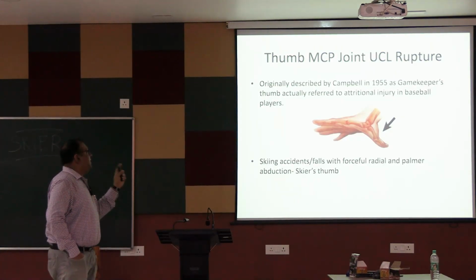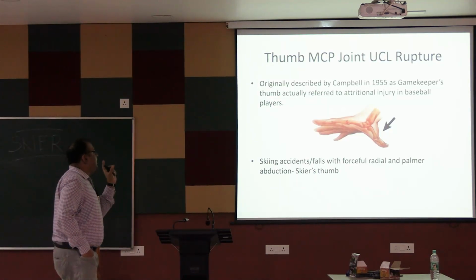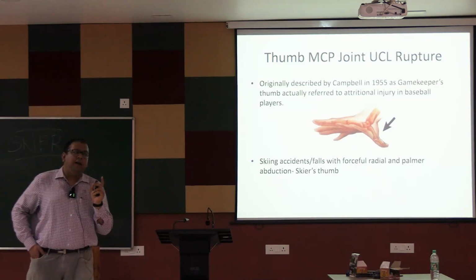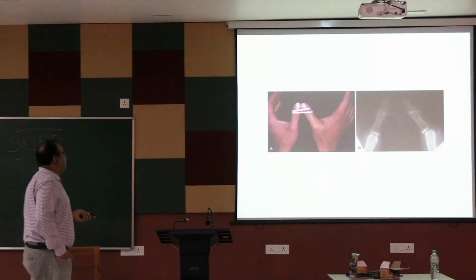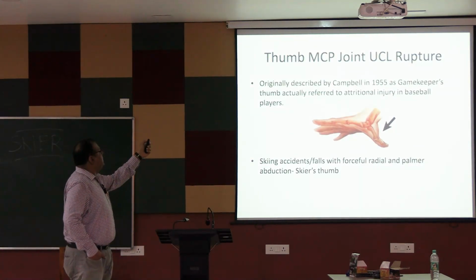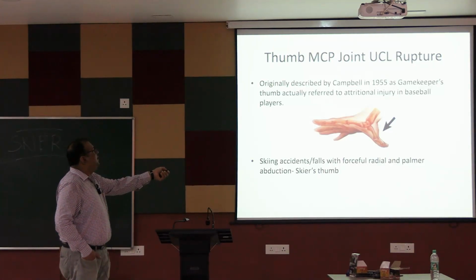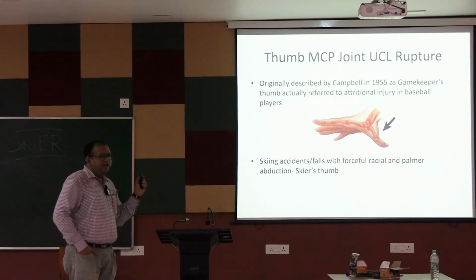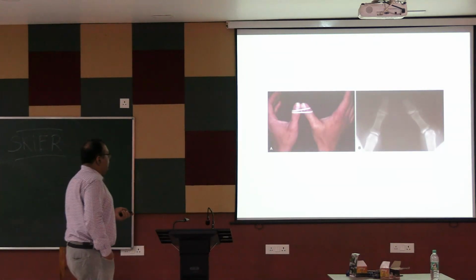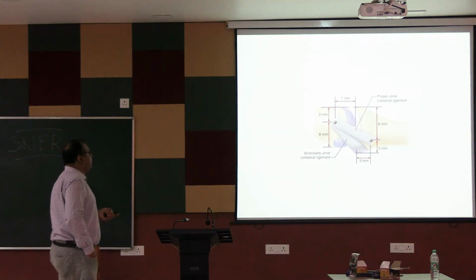So gamekeeper's thumb or skier's thumb, if it is coming as a short note, what you need to write is: it is the rupture of the UCL, the ulnar collateral ligament, of the thumb metacarpophalangeal joint. The heading here is what you need to write: thumb metacarpophalangeal joint UCL rupture. This is the injury that occurs in gamekeeper's thumb or skier's thumb. We'll come back to it later. Just write down the name of the injury.